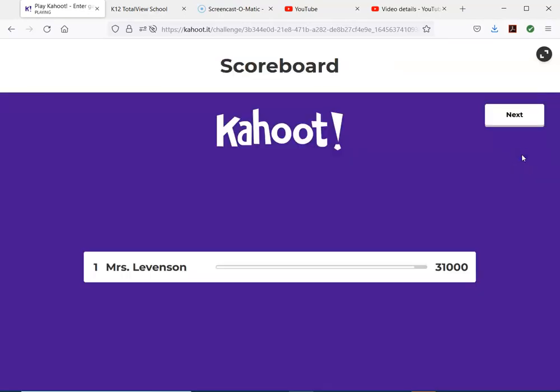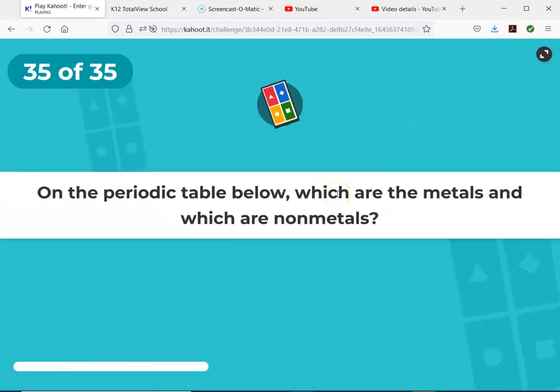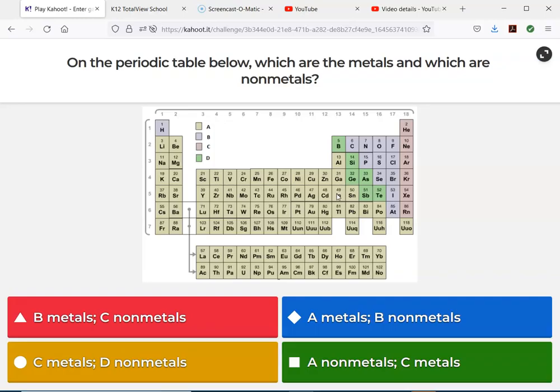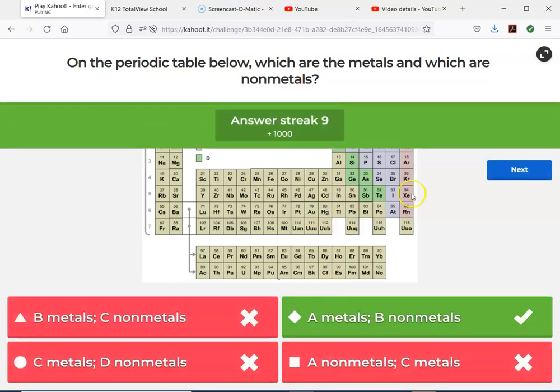All right. And last but not least, on the periodic table, which are the metals and which are the nonmetals? We have said over and over and over again, metals on the left, nonmetals on the right. It must be this one.